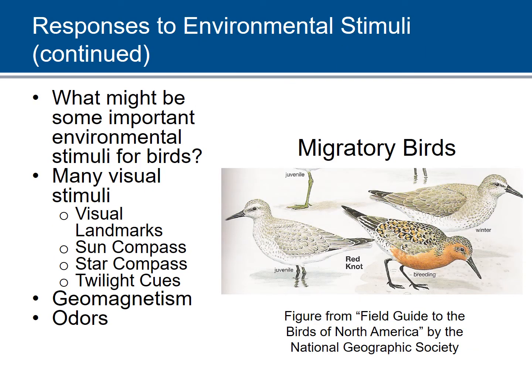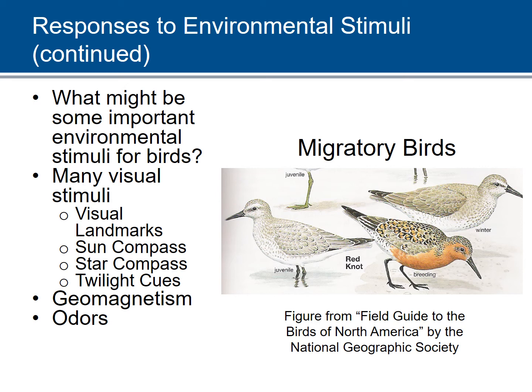For many birds, especially migratory birds, they will use visual stimuli, so visual landmarks, specific key features along the migratory route that they use to orient themselves. They also use a sun compass. The sun rises in the east and sets in the west, and so they can use these cues, either the polarizing of light at twilight or the location of where the sun is rising, to help orient themselves and determine which direction is north. Some birds migrate at nighttime, and they actually use a star compass.